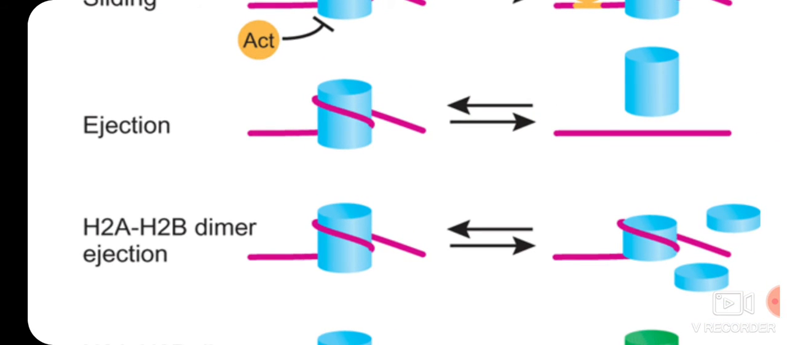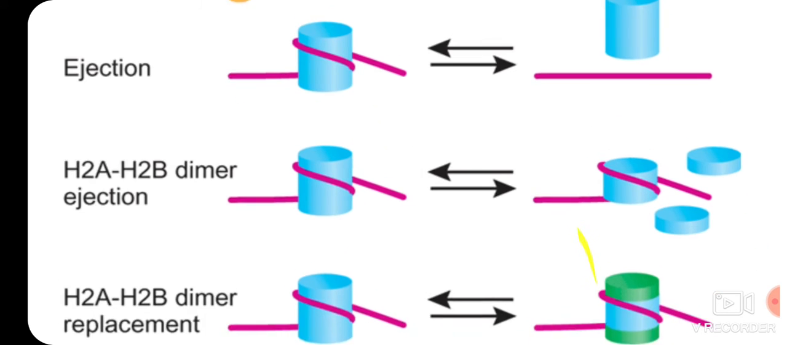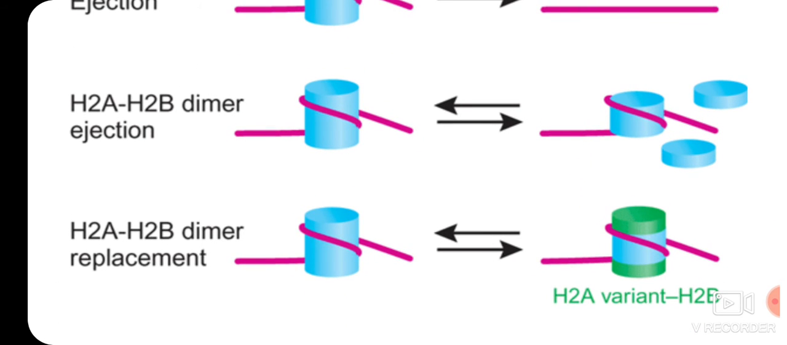or even ejection. In the ejection, the whole nucleosome can get ejected, leaving the DNA free and available for the process. Or there can be another way: instead of complete nucleosomal ejection, there can be H2A-H2B dimer ejection, which also causes the nucleosome to get partially disassembled, and the DNA becomes more accessible for transcription.